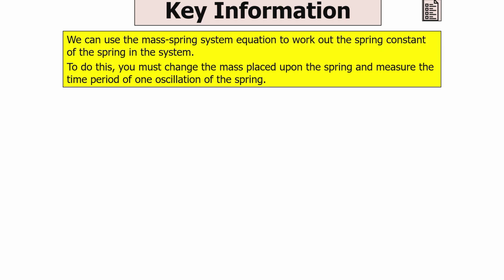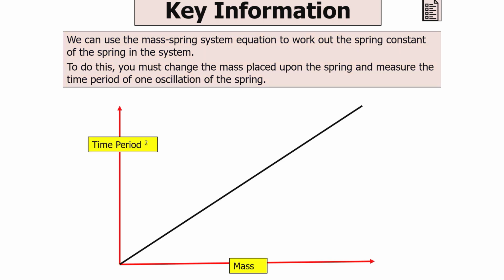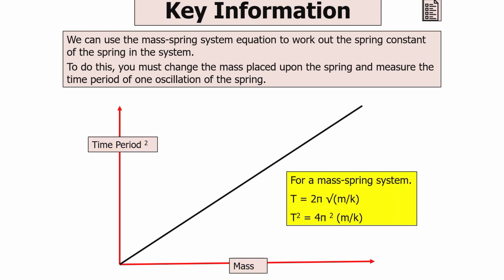So we can use the mass spring system equation to work out the spring constant of the spring in the system. Now to do this you must change the mass placed upon the spring and measure the time period of one oscillation of the spring. So if we plot time period squared against mass, we will get a straight line through the origin. Now we know T is equal to 2 pi times the square root of m over k, or T squared is equal to 4 pi squared times m over k.